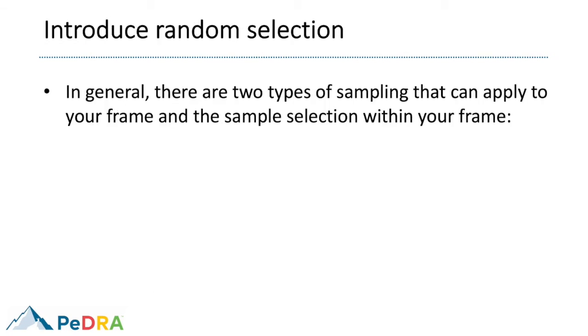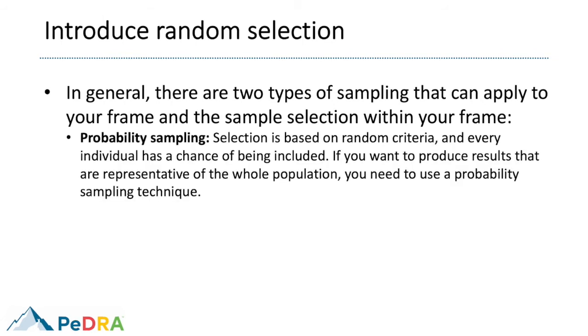There are basically two types of sampling that can apply to your frame and the sample selection within your frame. The first is probability sampling. Selection is based on random criteria. So every individual has equal chance of being included in your study. If you want to produce results that are representative of the whole population, you need to use probability sampling techniques.